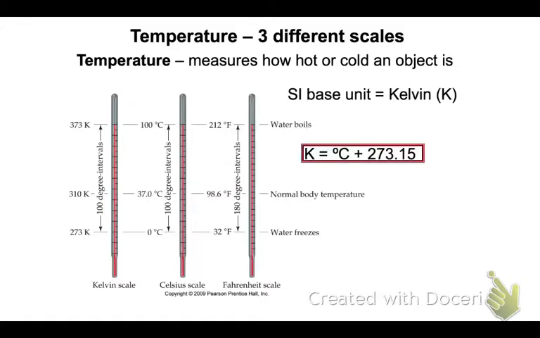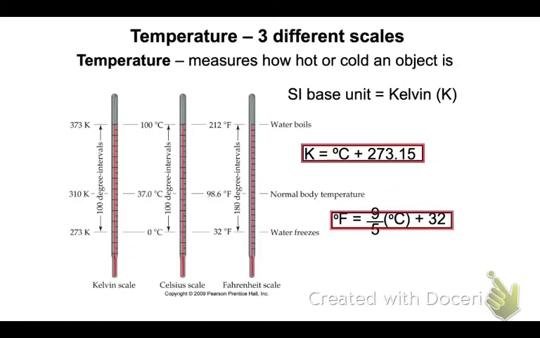Therefore, conversion from degree Celsius to Kelvin will be easy. All you have to do is add 273.15 to the degree Celsius. Please note in this class that if you just add 273, I will definitely be okay with that.